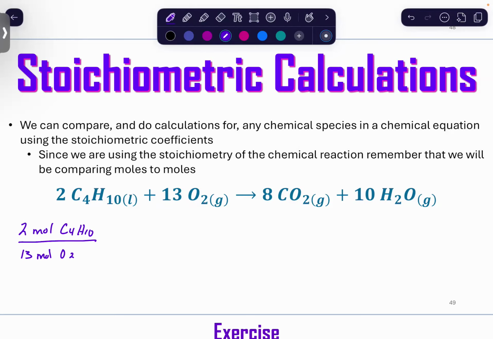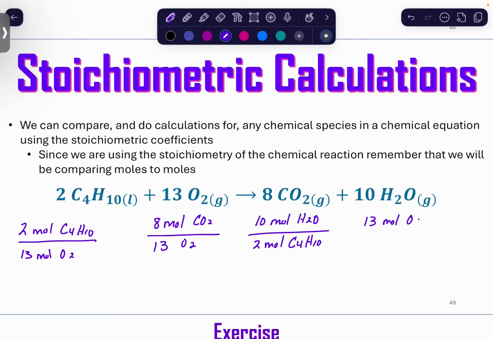Okay, what about carbon dioxide to oxygen? So this was comparing 2 species on the same side of the arrow. We can compare species on opposite sides of the arrow. So we can say that 8 moles of carbon dioxide is going to compare to 13 moles of oxygen. Let's see. What if we did, I don't know, water to butane? You can do 10 moles of water to 2 moles of butane. What about, if we're going left to right, you could do 13 moles of O2 will yield 8 moles CO2. And so we can just keep looking at these molar ratios.